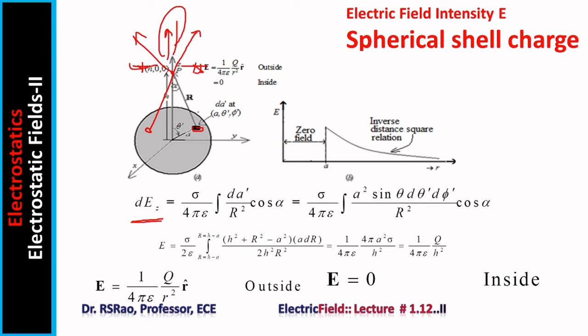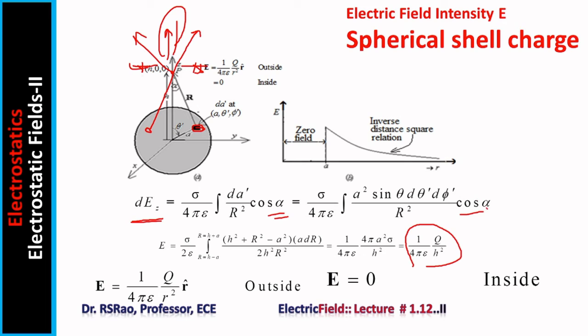dEz means the field due to this differential charge located at a, theta prime, phi prime. That is sigma by 4 pi epsilon integral dA prime by r square cos alpha. That is, sigma by 4 pi epsilon integral a square sin theta d theta prime d phi prime by r square cos alpha. So E becomes, integrating for the entire spherical shell, it results ultimately in 1 by 4 pi epsilon q by h square.